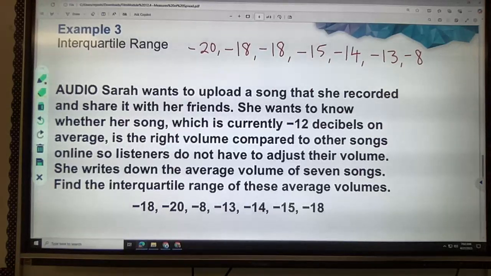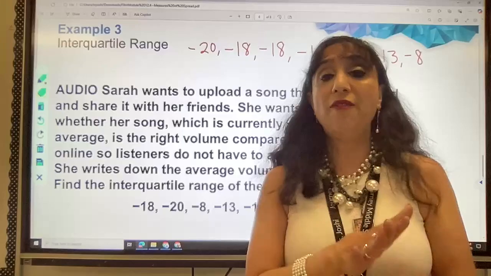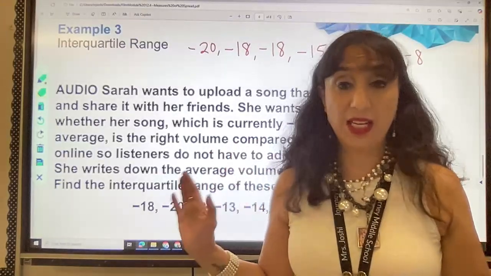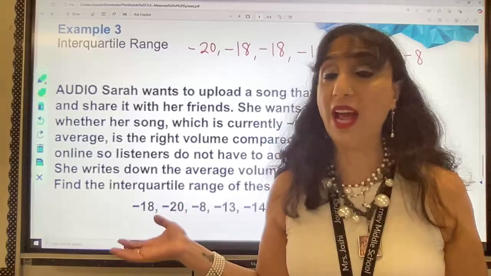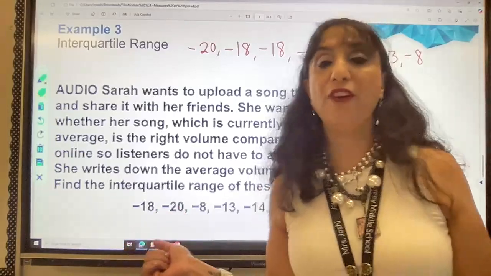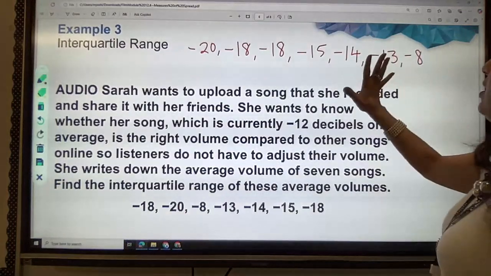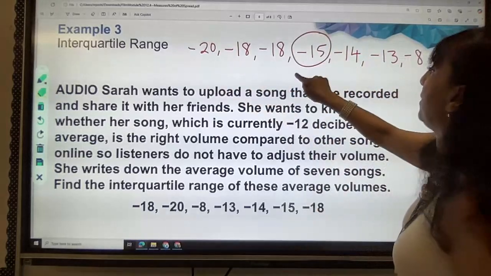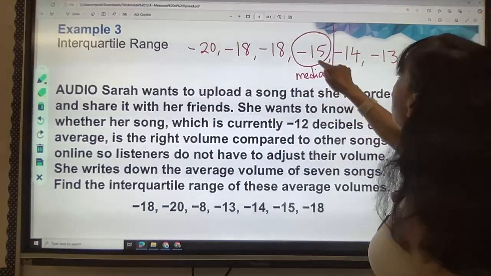Next, I'm going to determine the Q1 and Q3. Now, sure, in a box and whisker plot, I need the 5-number summary. But for the interquartile range, all I need is the third quartile and the first quartile. And of course, I will have to find the median first. So, if I look at this, so I have 7. So that means 3 on this side, 3 on this side. This is my median. Right? So this is my median.